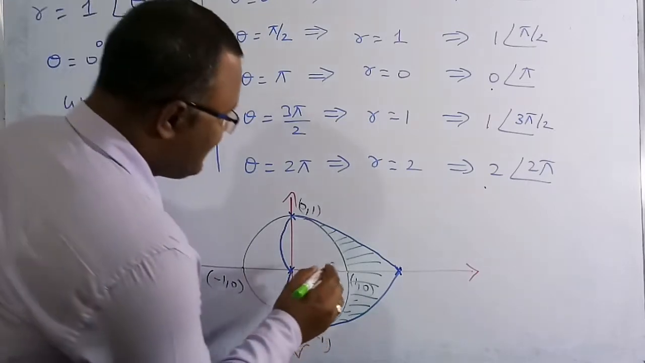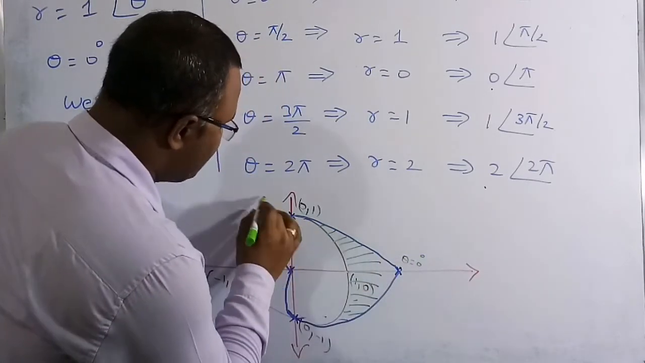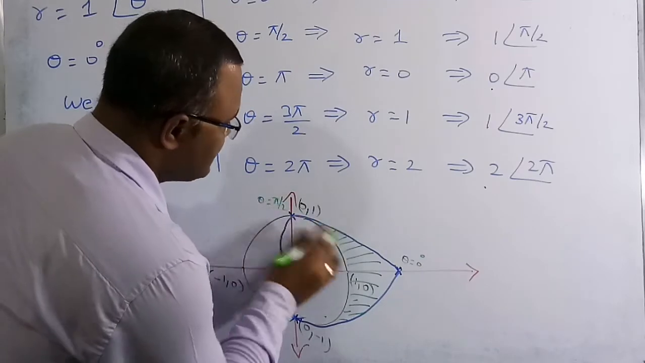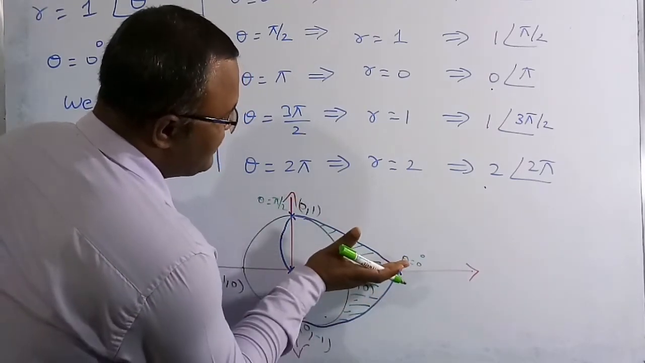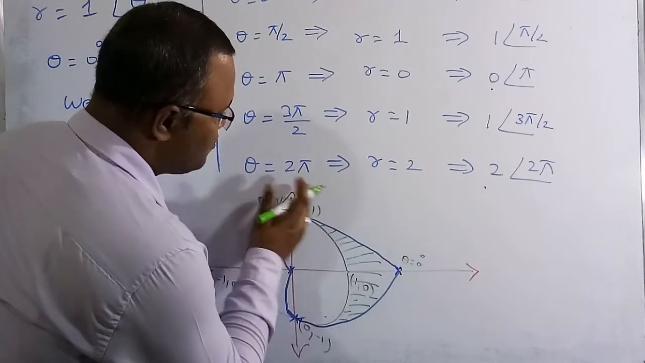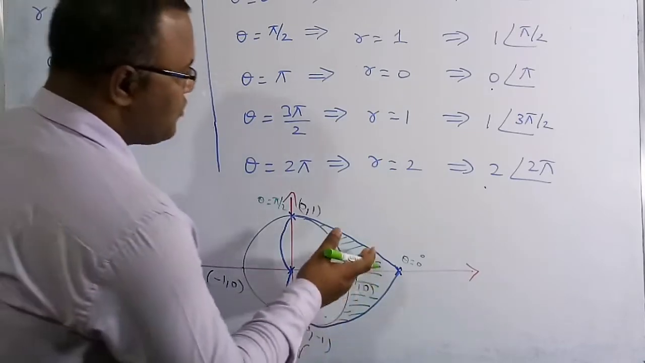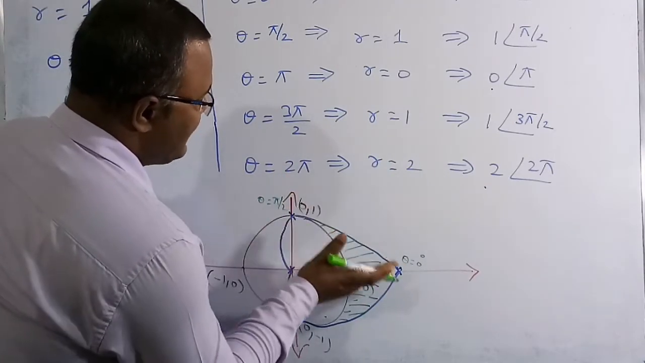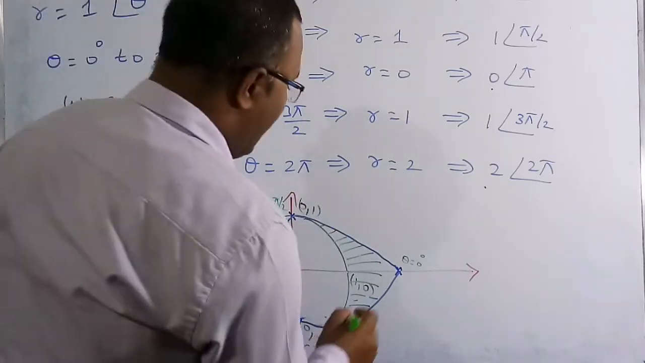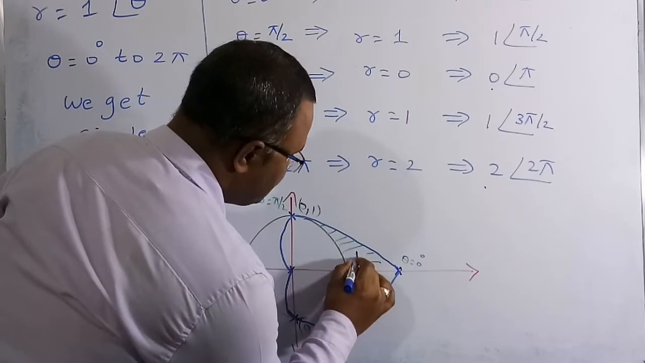So you can see clearly here the value is theta is equal to 0 degrees, but here theta is equal to pi by 2. So theta is changing from 0 to pi by 2, as it is a symmetric one. If you find the area from theta is equal to 0 to pi by 2 and double it, we can get the area below also. Therefore theta is varying from 0 to pi by 2 to find the area above the x-axis.